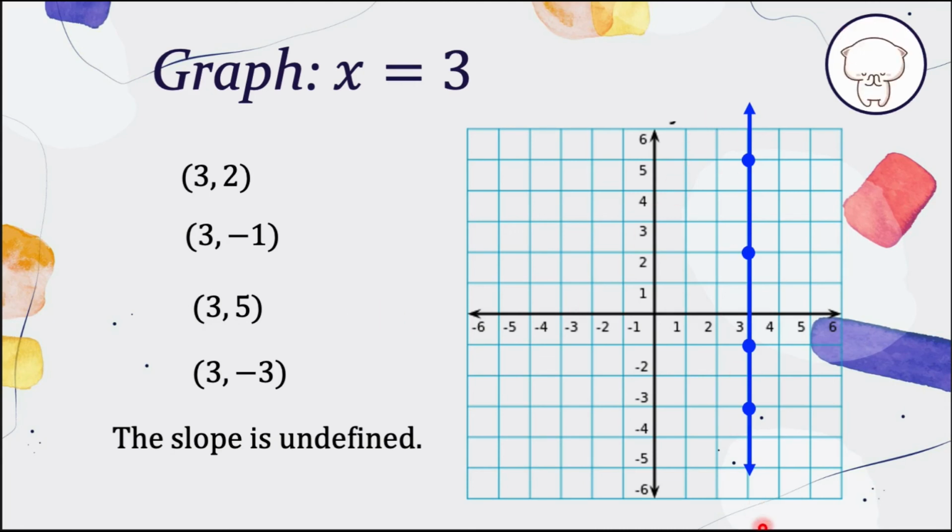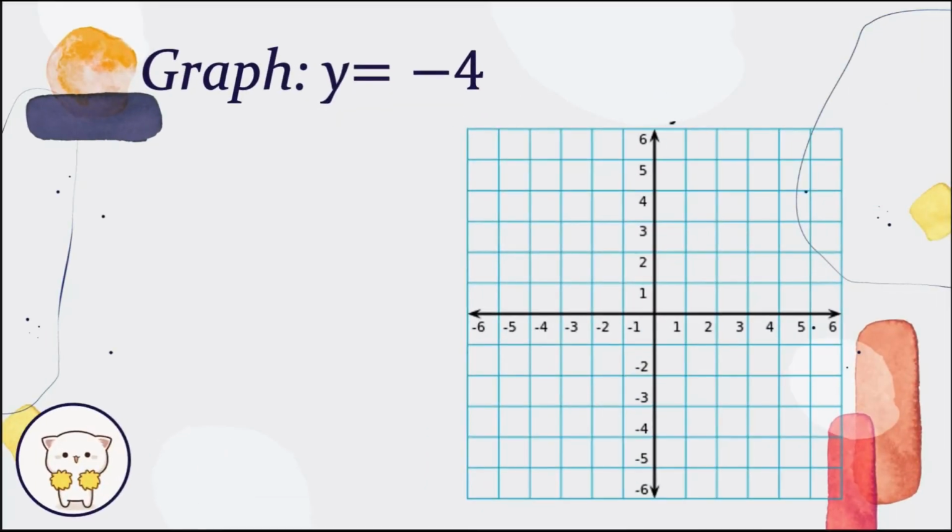So please do remember that if the slope of the line is undefined, the graph will be vertical. Next one, for the last example, graph y is equal to negative 4. So here, all the values of y should be negative 4. So the value of x can be any real number.